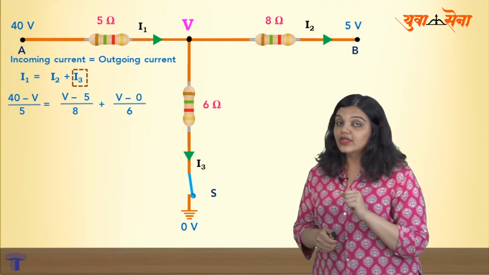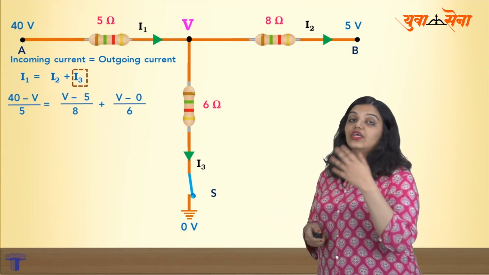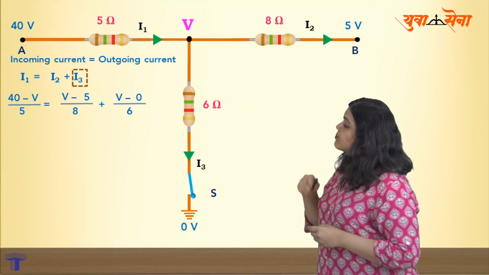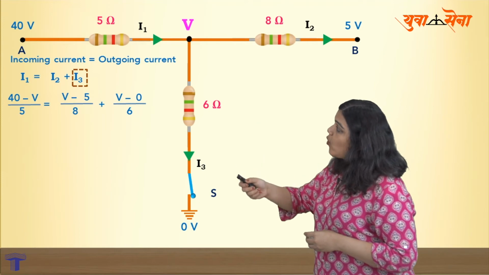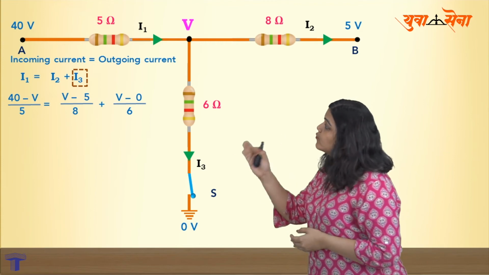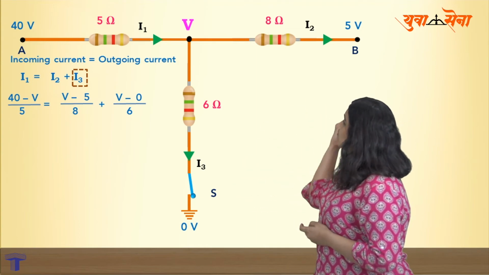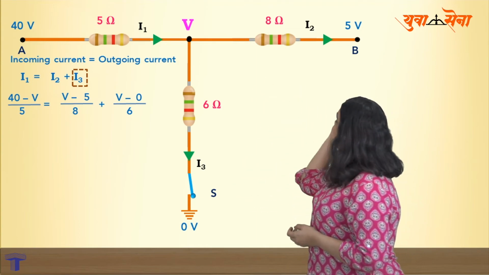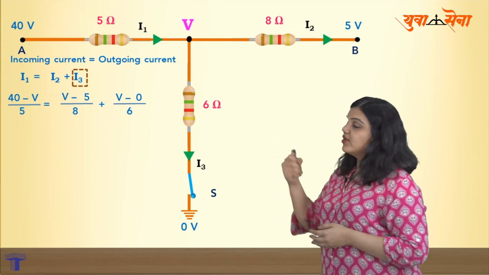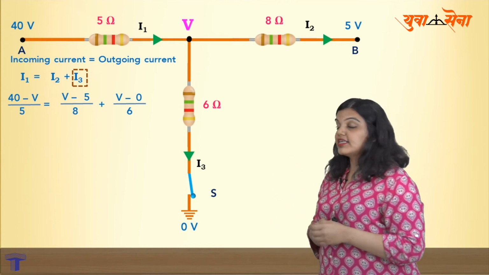Now, before you have this doubt, let me clear it already. Why did I write 40 minus V and V minus 5 and not V minus 40 or 5 minus V? To understand that, recall that in the left side branch, I have said that current is flowing from 40 towards V, which means I'm assuming that 40 is higher than V, and therefore I wrote 40 minus V. Then on the right hand side branch, I am assuming that current is flowing from V towards B, and therefore I have assumed that V must be greater than 5 volts, because then only the current can flow from V towards B, and therefore I wrote V minus 5, and the same logic applies for the lower branch. So this is the expression that I have to deal with.